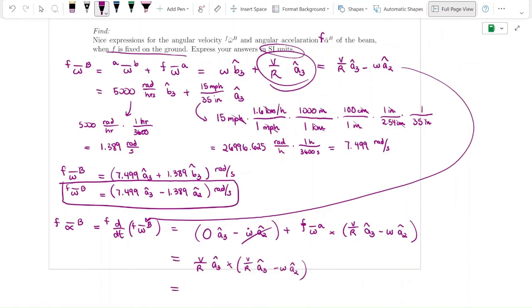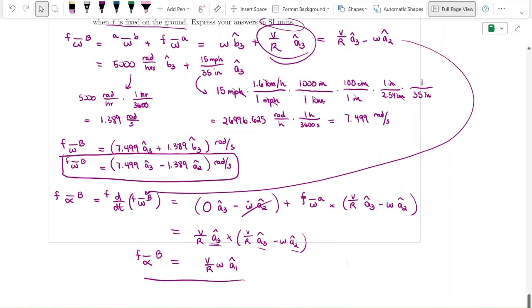Okay, and we do the cross product. A3 cross A3 is 0. A3 cross A2 is negative A1 hat. So we have V over R times omega A1 hat. So that negative cancels with this negative, so we have a positive in the end. So our final expression for the angular acceleration of the boom with respect to the F frame is equal to this.